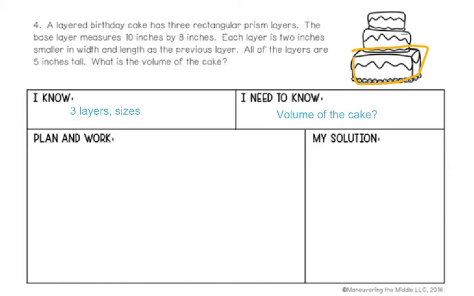So what I already know is that this cake is made out of 3 layers, and I know the sizes for each of the layers. And what I need to know is what is the volume of the cake, or how much cake is there? I know that each layer of the cake is 5 inches tall, and then what I know in the problem is how big each layer is. So we're going to go ahead and color code this as I usually do.